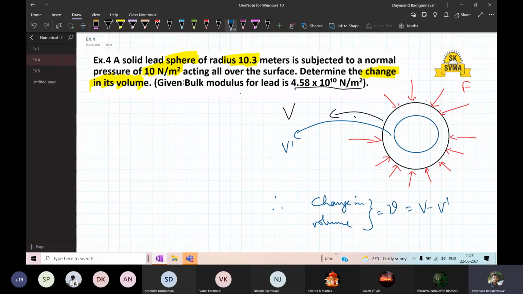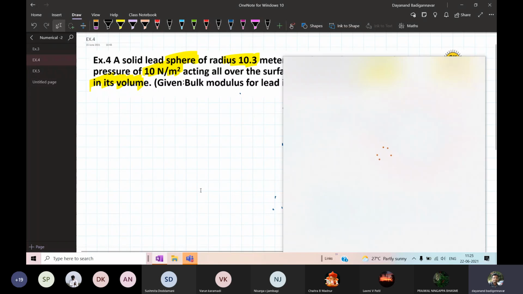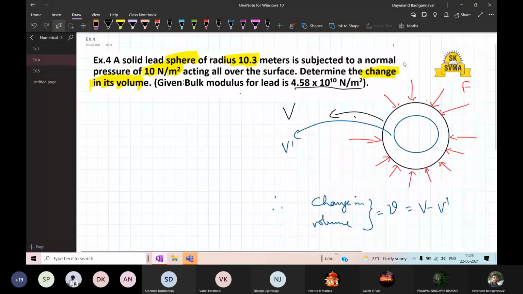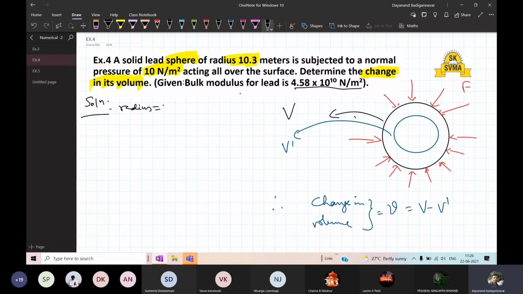Now, a solid lead sphere of radius, go for the solution. What is the radius of the sphere? The radius of the sphere is R, 10.3 meters, subjected to a normal pressure. Here this is force. Force per unit area is called the pressure.